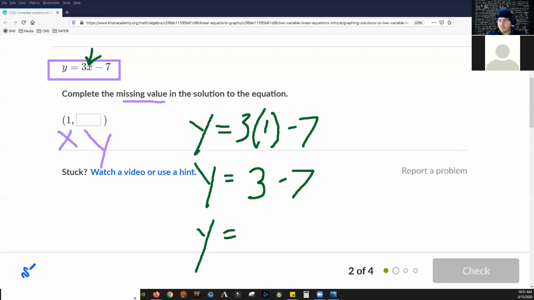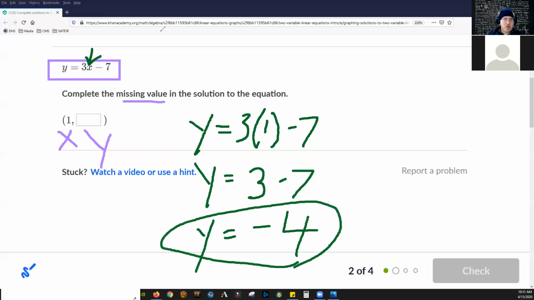Nope. Anyway, so 3 minus 7 is, correct. Several of you got it. -4. So in this system, on this line, in this function, whenever x is equal to 1, y has to be equal to -4.